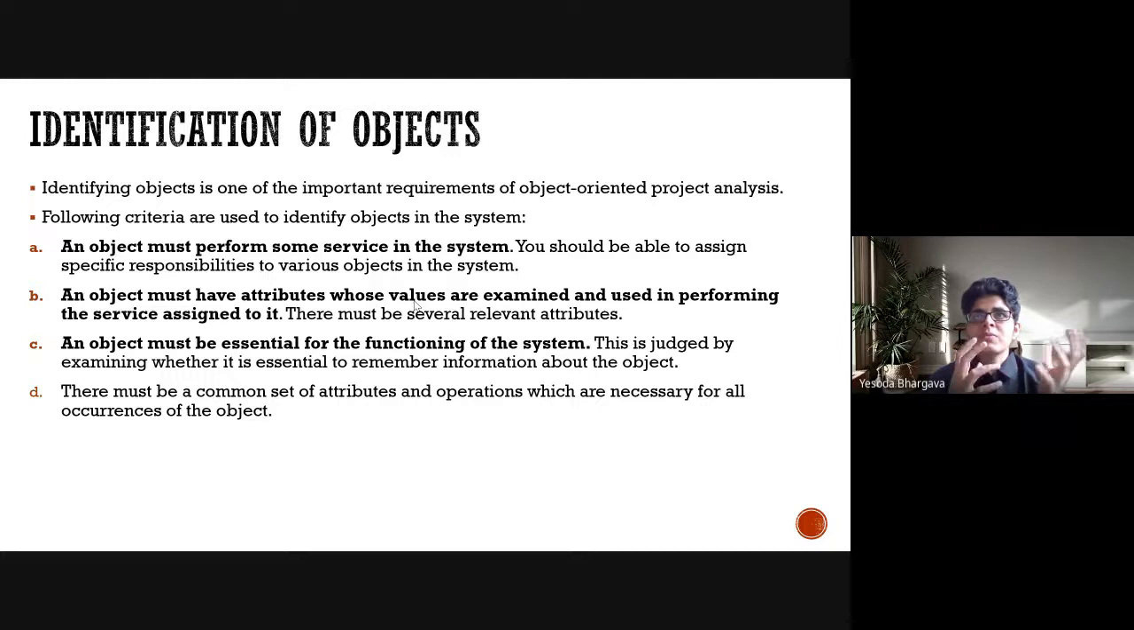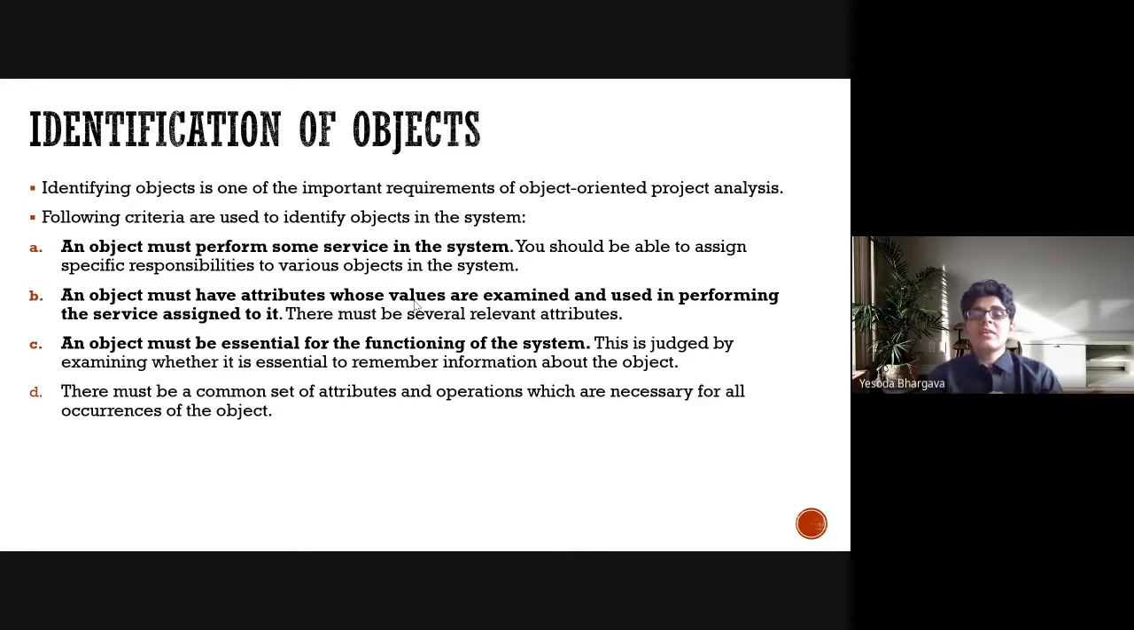Since an object is an entity that is providing some service to the system, it must perform some service in the system, and you should be able to assign specific responsibilities to various objects in the system. So it should serve some functionality in the overall system. It should be important to the overall functioning of the system. If it's not, then you would not necessarily consider it an object.